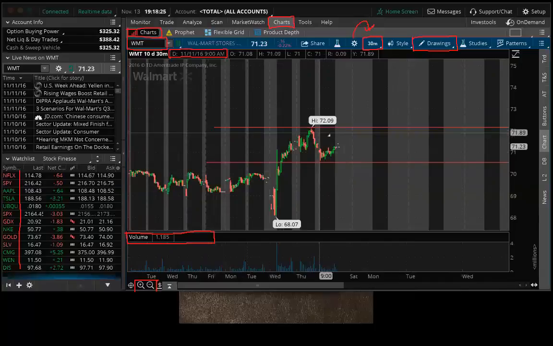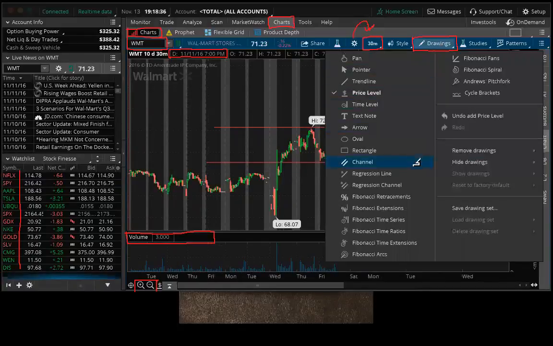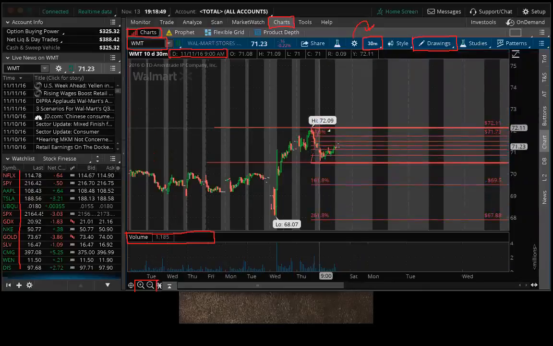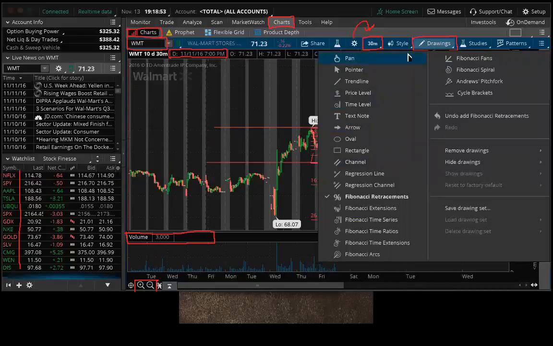Now that I have that, I can do my Fibonacci. So I'll hit Fibonacci Retracements. If this is where we are, we just want to come slightly behind it. Click once, let go. Come to the top. Click once, let go. Okay. Now I can come to drawings and then hit pointer.